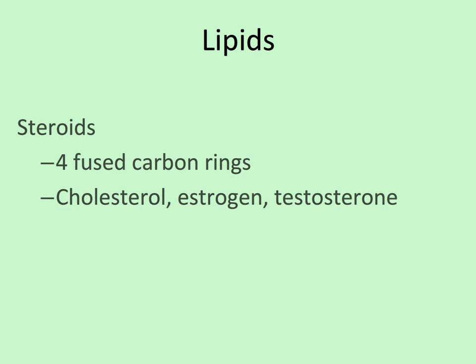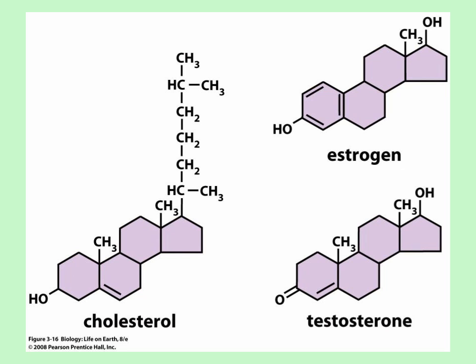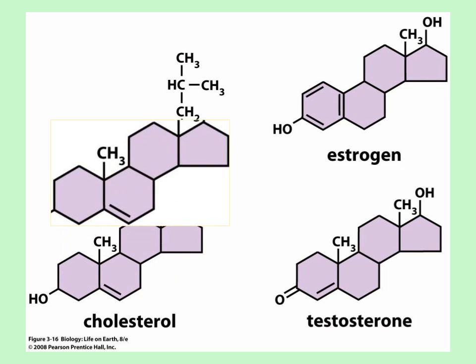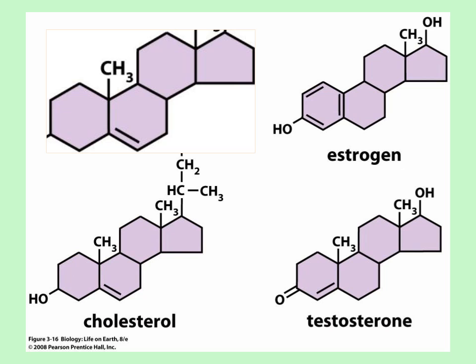Our next lipid group is steroids. They are very distinctive as they consist of 4 fused carbon rings. Steroids usually act as hormones in living organisms and include cholesterol, estrogen, and testosterone. Here are the molecular structures for those 3 steroids. While they have a few different functional groups and side chains, they all possess the 4 fused carbon rings.